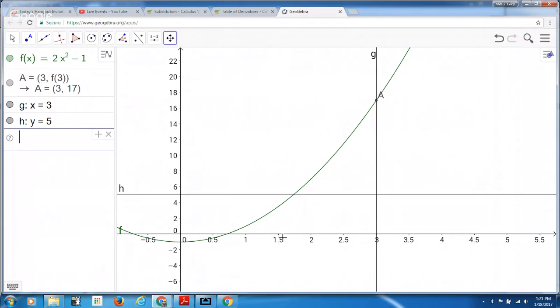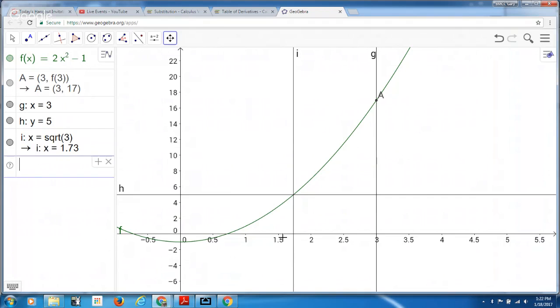So double check there. What if I were to graph x equals square root of 3? And I get precisely that point that I want. So I found that if x is equal to the square root of 3, that will lead us to the average value of this function, which happens to be 5. All right, pretty easy example. That's it for this one.